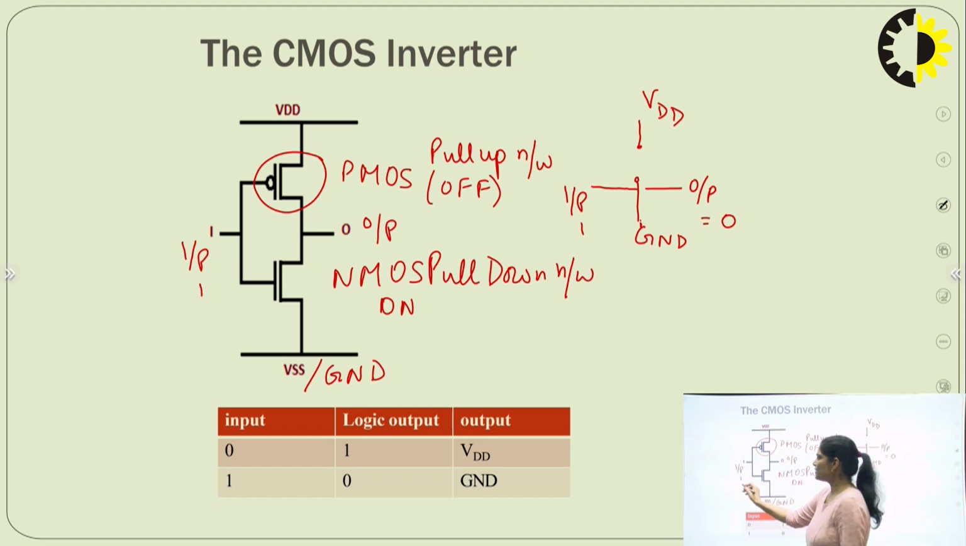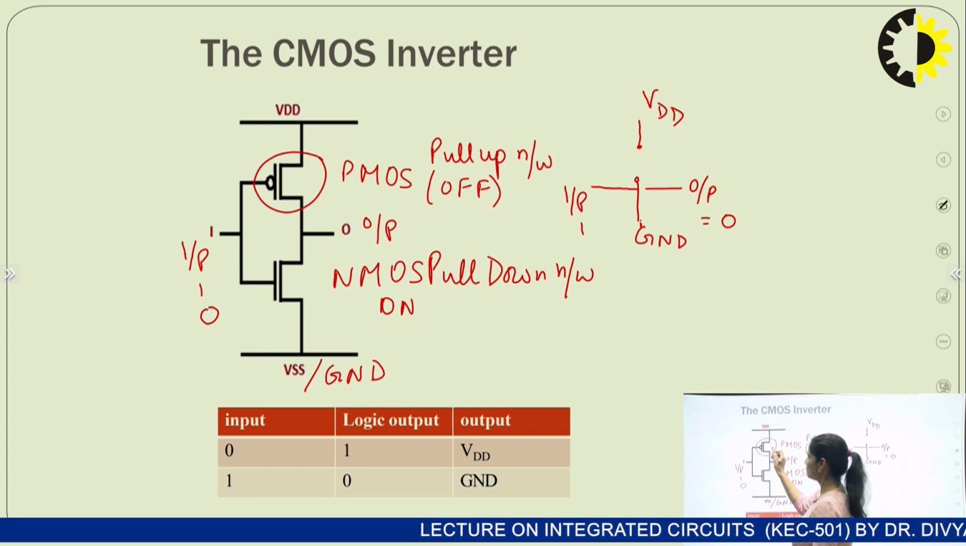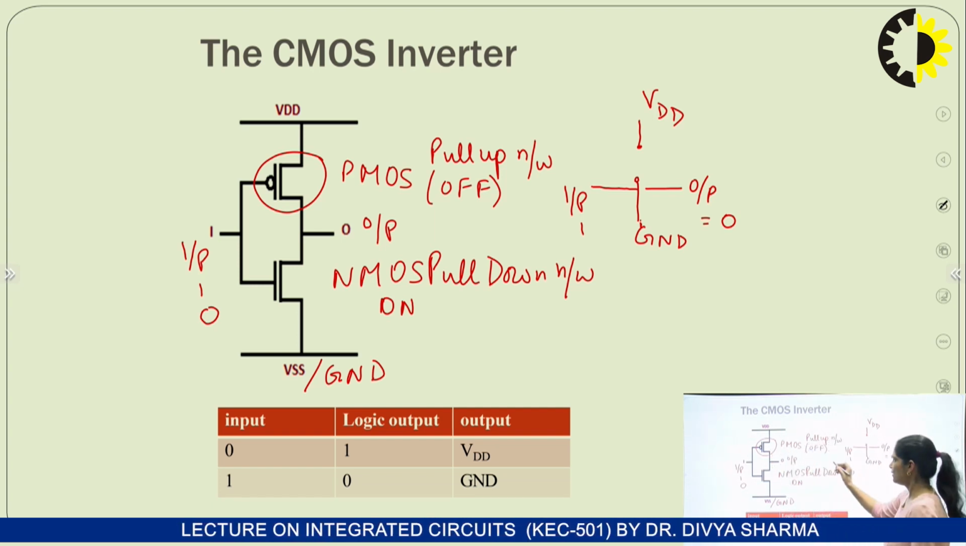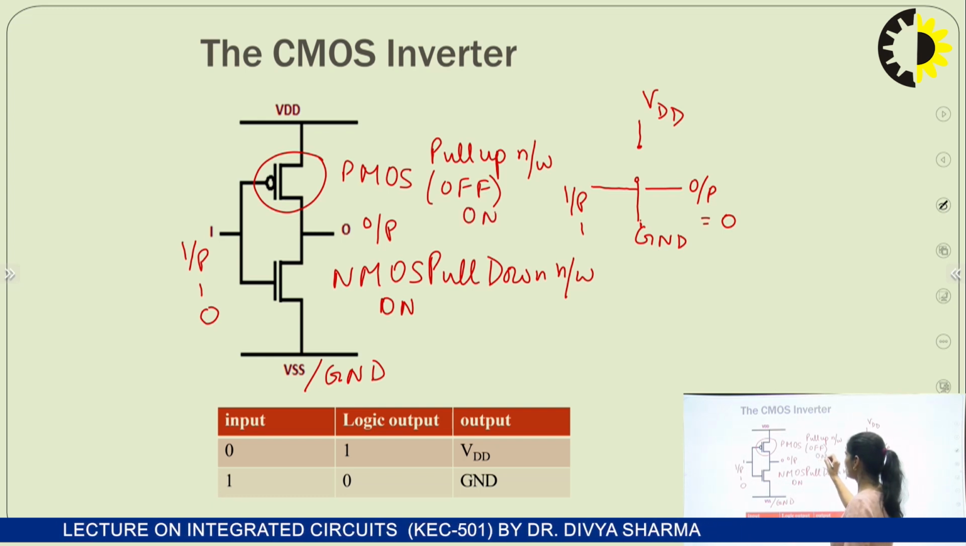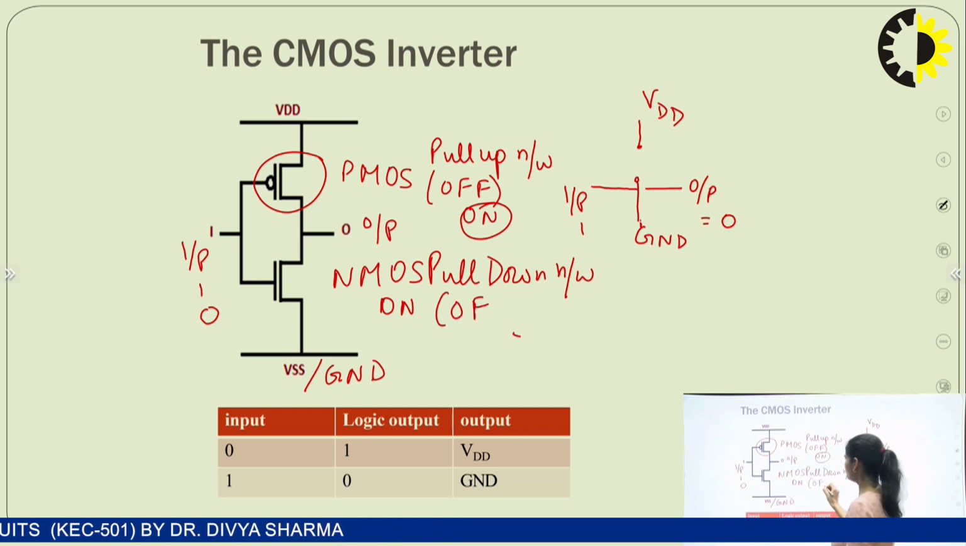Now if input is 0, then output should be 1. If input is 0, it means NMOS is off and PMOS is on. Here a bubble is connected. So if you are giving 0 here, you will get 1 here. If it is 0, PMOS is on. Here PMOS is on, and NMOS is off.